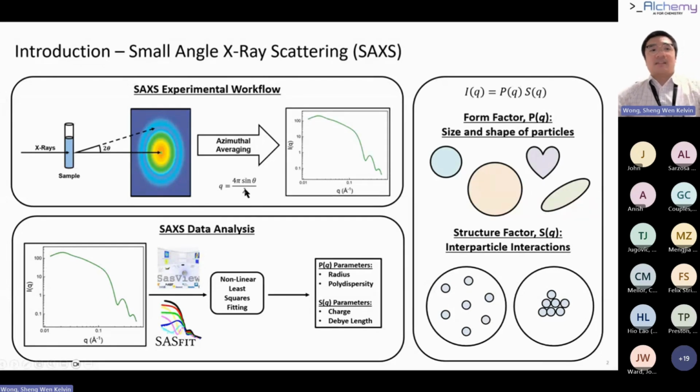Form factor parameters are related to the size and the shape of individual scattering entities. For example, spheres of different sizes will give different SAXS profiles, and spheres and ellipsoids will result in different kinds of SAXS profiles. And of course, if one day synthetically we're able to make nanohards, I'm sure that will give different kinds of SAXS profiles as well. Structure factor parameters are related to interparticle interactions, such as charge and Debye length. Aggregated colloid samples will give different kinds of SAXS profiles compared to dispersed colloid samples.